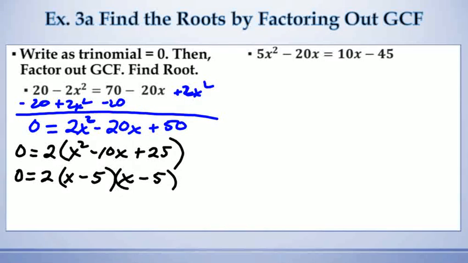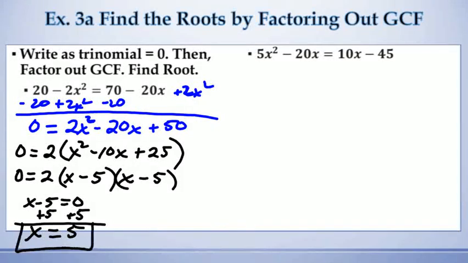Well, I know 2 can't equal 0, so I don't have to worry about the 2. I just have to make x minus 5 equal to 0. So to get x by itself, I add 5 to both sides. X will equal a positive 5. This is my only solution for this particular trinomial. Let's try the next one.